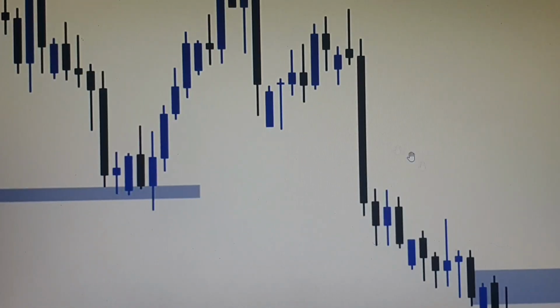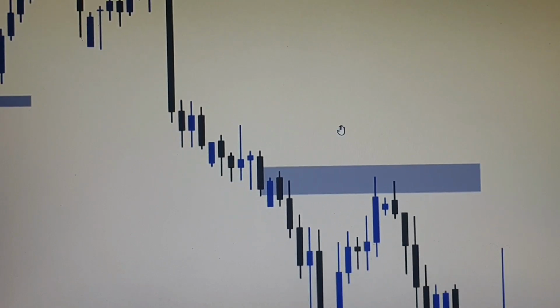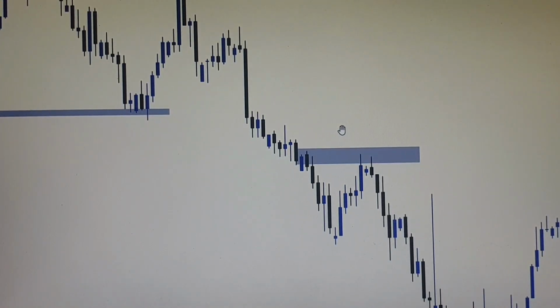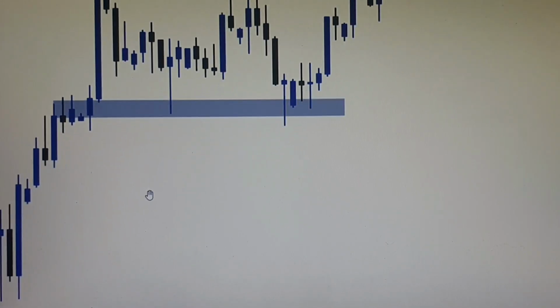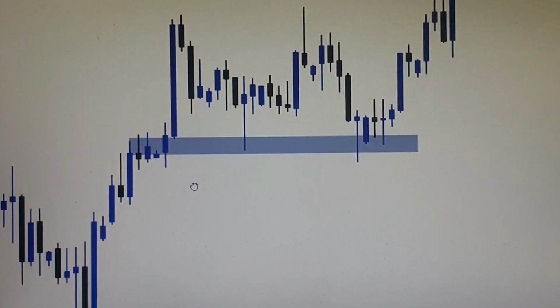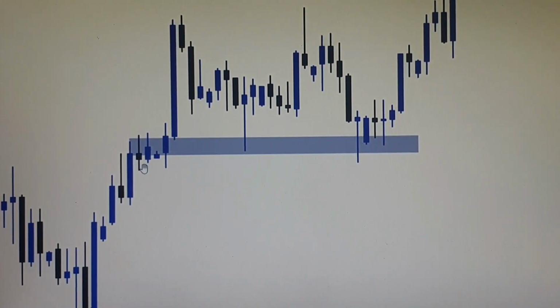Okay, guys. Now I'm going to show you an example of a cross doji. So guys, here is an example of a cross doji. You can see what happened here. This is a zone where the market broke out. This is a live example on a daily time frame where the market made a zone here and then came back to retest it. And what happened? You can see this long cross doji.